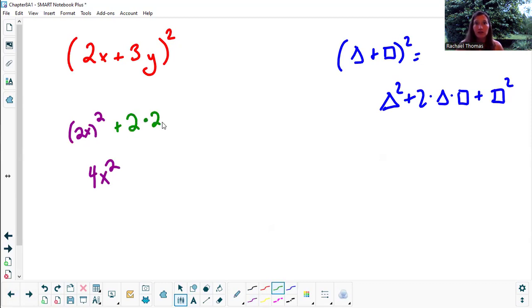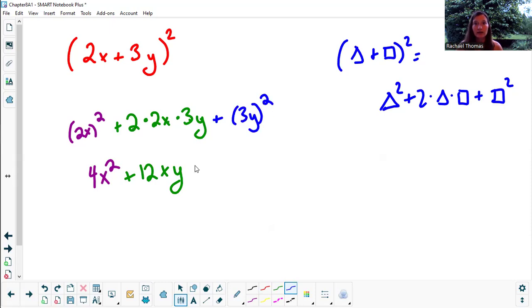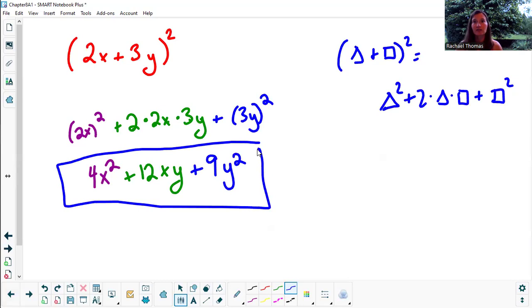2 times first thing times last thing. 2 times 2 times 3 is 12. X times y is xy. And then last thing squared would be 9y squared. This is my final answer.